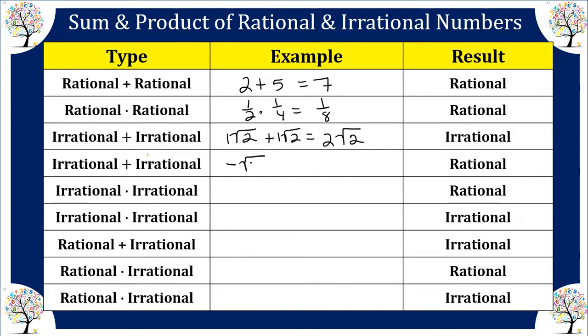If I have negative square root of 2 plus the positive square root of 2, so I have a negative 1 plus a positive 1, that's going to be 0. And so this whole thing gives me just 0. And remember, 0 is a rational number. So in this case, when you do irrational plus irrational, you could get either outcome. When we have irrational times irrational, we can get either outcome.